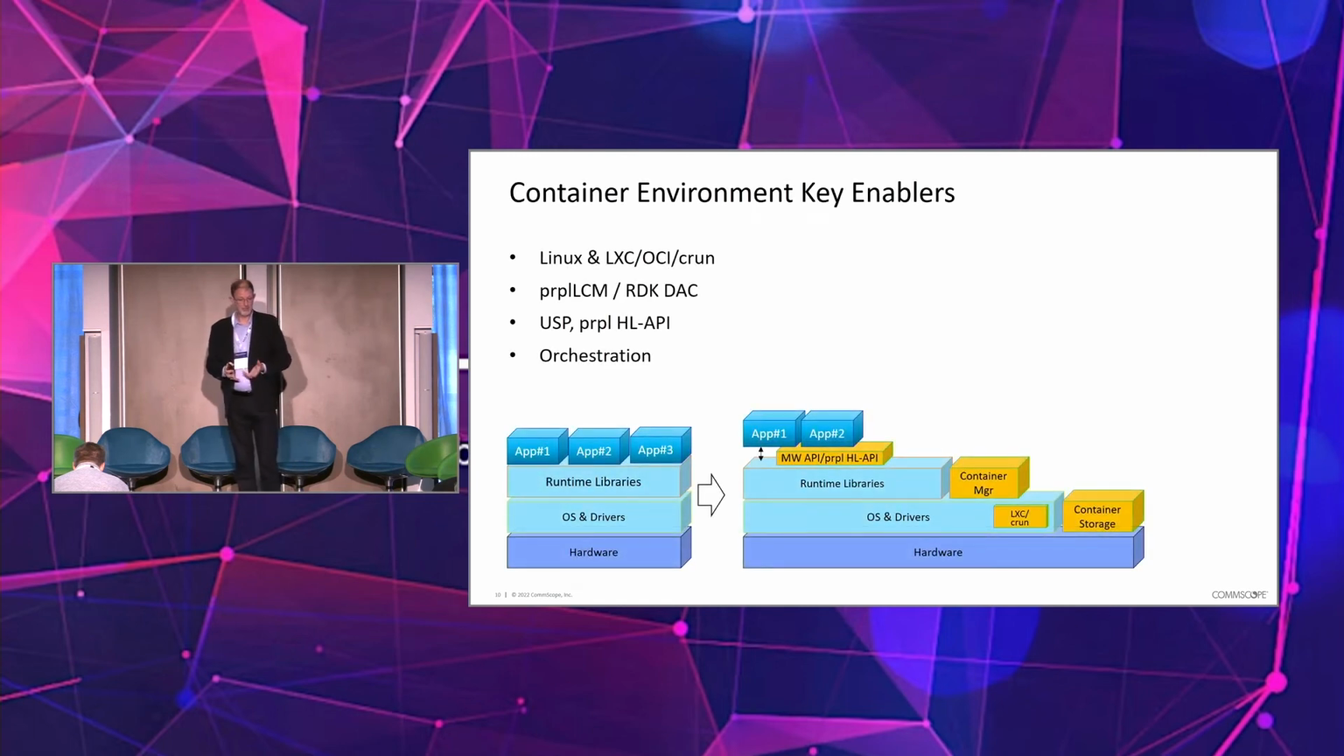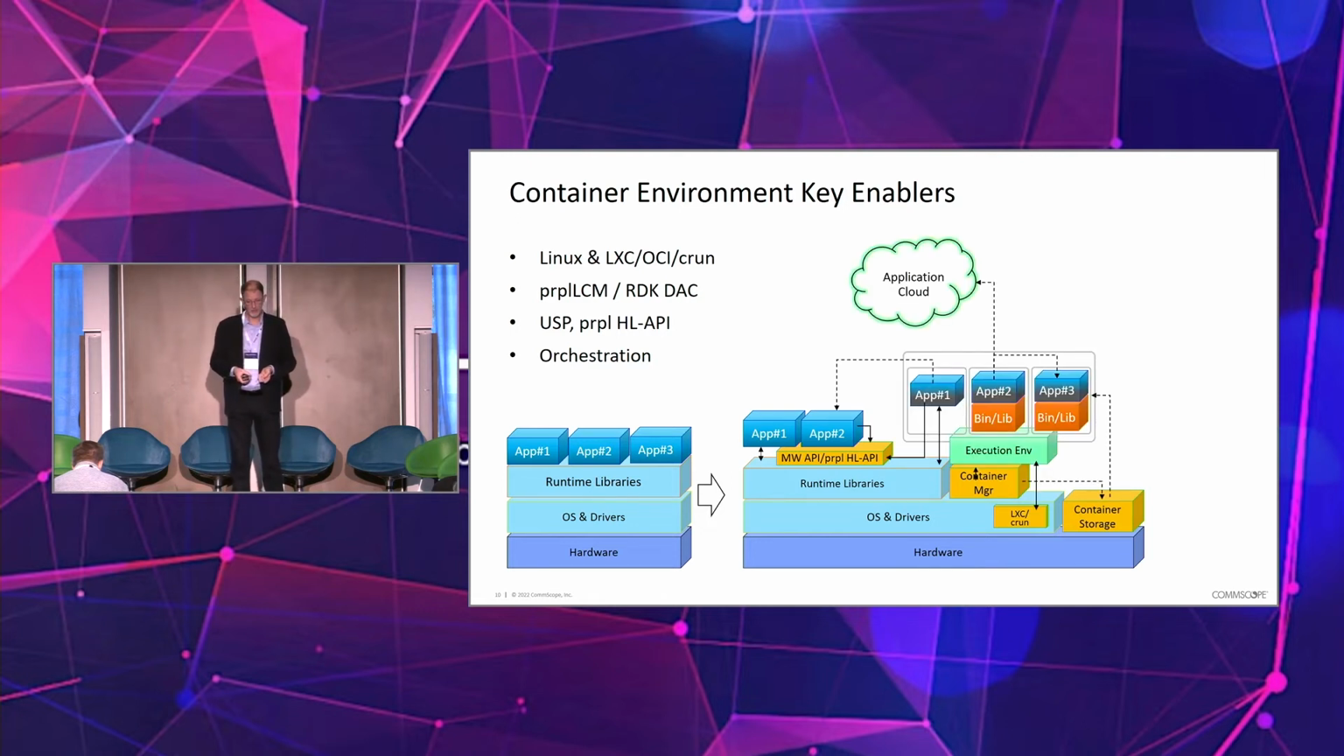So the key enablers for Purple as we see today, and this is what's been delivered both within the Purple community as well as RDK, is this whole idea of container management, container storage, the use of standard Linux environment for containers, and then the addition of a Purple high-level API to let applications interact with the service. Once these things are in place, we then can create the execution environment that allows the applications to operate in their little sandboxes. Those applications can talk to the runtime libraries, they can talk through the Purple high-level APIs, or they can talk to their application cloud. It's all done on an organized basis.